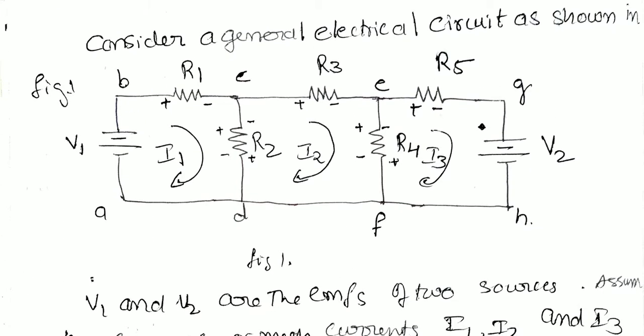So if we consider this as a circuit, in this circuit we have many loops. B, C, D, A is one loop. C, E, F, D is a loop. B, E, F, D, A is also a loop. So a mesh is nothing but a loop, and within that loop there should not be any other loop present.